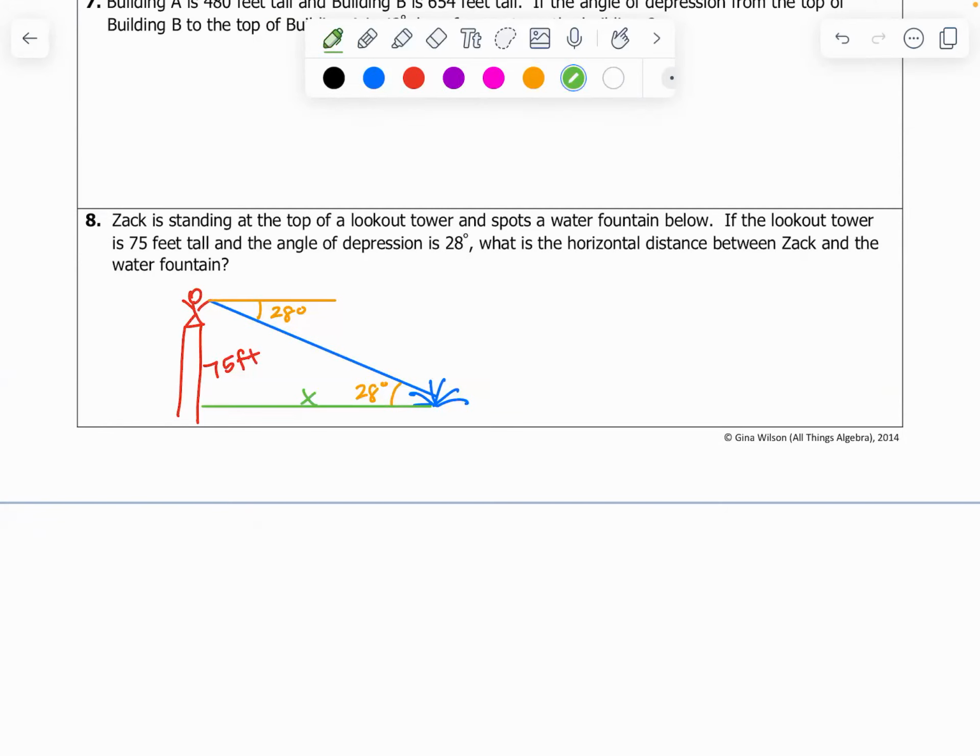Brayden, how do we set it up? I'm good with tangent. Opposite over adjacent. 75 over x, opposite over adjacent.